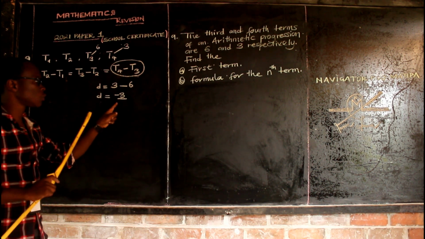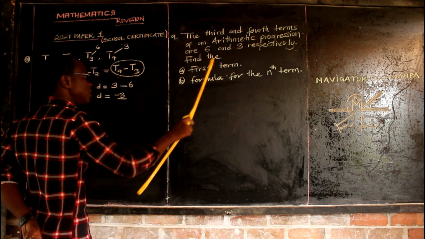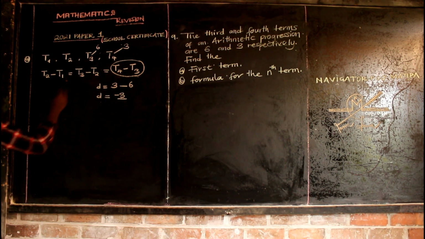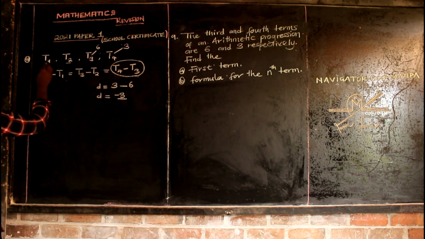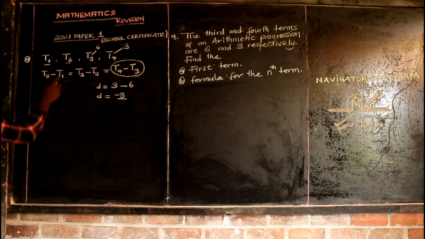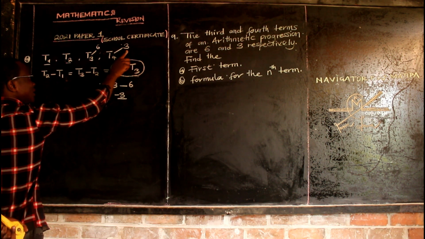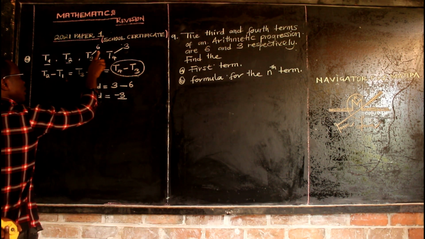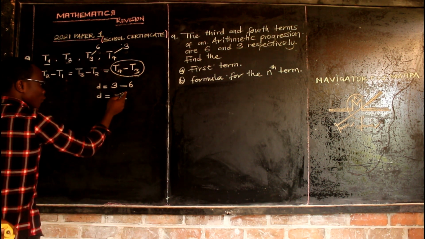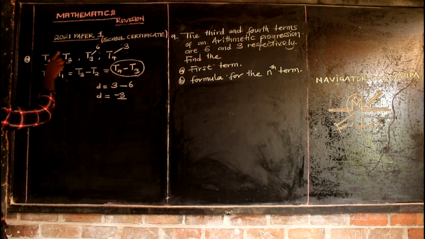Now, we are not being told to find the common difference, but we are being told to find the first term of this arithmetic progression. So let us find the second term, and finally we're going to find the first term. You realize this one is 3, this one is 6. Then this one is supposed to be 9, because we have got a common difference of 3, and then this one is supposed to be 12. So where am I getting these figures from?